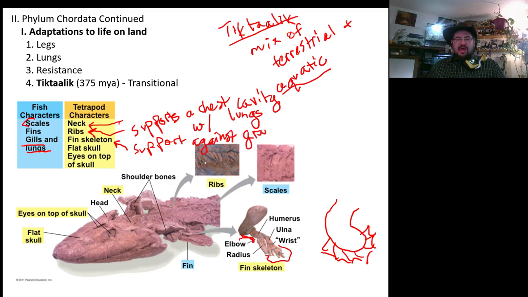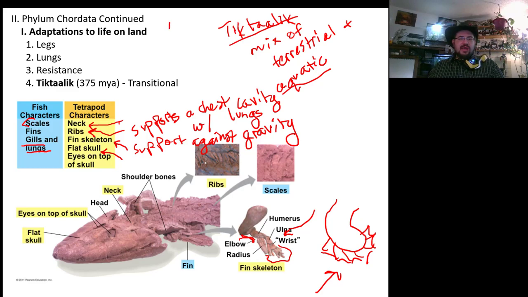So we have both fins for locomotion in the water, and a bone structure for supporting and lifting the body to move in an environment with increased gravity. Another feature of land vertebrates is the flattened skull. If you look at amphibians, the first truly terrestrial vertebrates, we see a flattened skull. So what we call a dorso-ventrally flattened skull.